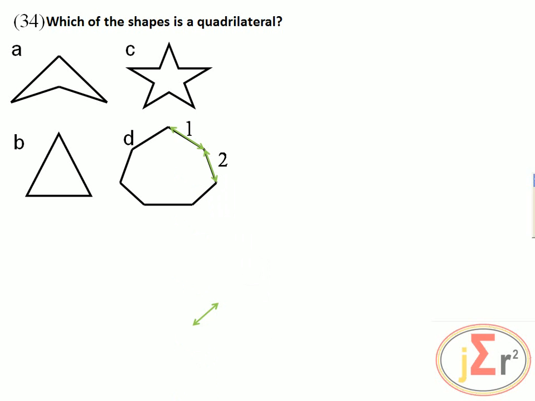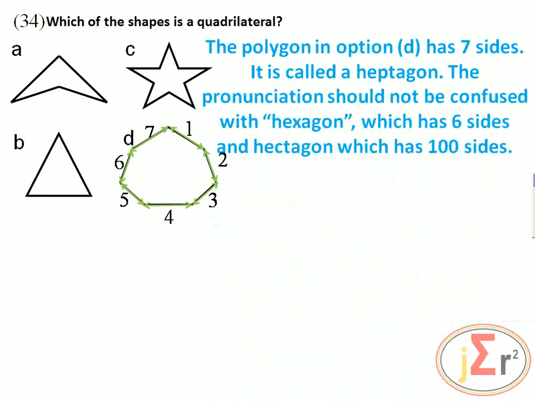How many sides does that diagram have, Jerry? 7. It has 7 sides. 7 sides. It is a 7-sided polygon. The polygon in option D has how many sides? 7 sides. It is called a heptagon.